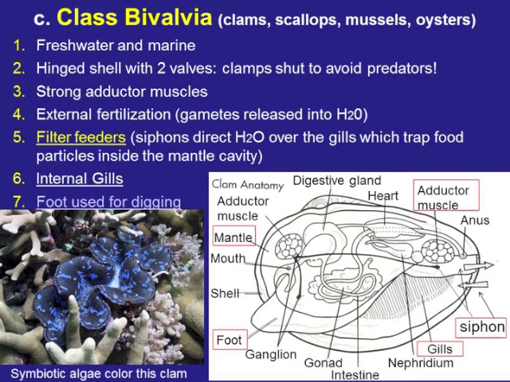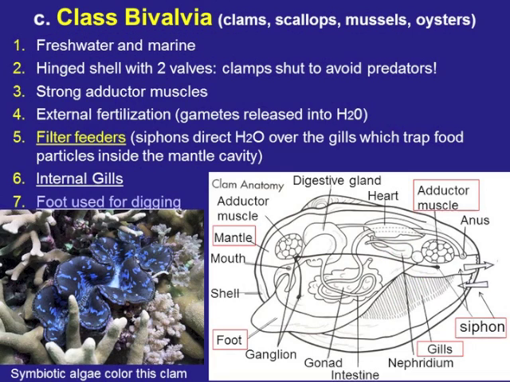So taking a look at our bottom right diagram, we can see many of the things that I mentioned earlier. We can see the adductor muscle. We can see a digestive gland that is, of course, around the stomach. We can see a heart, another adductor muscle. Keep in mind it is a ring, so we're cutting that ring in half. We can see there's an anus, and we can see the incurrent and excurrent siphons there. We can see there's gills for respiration and nephridium.